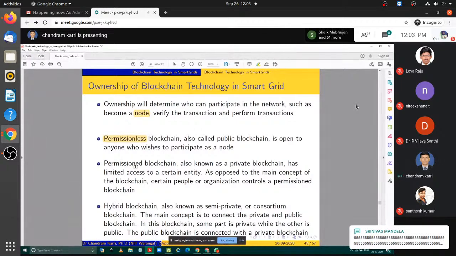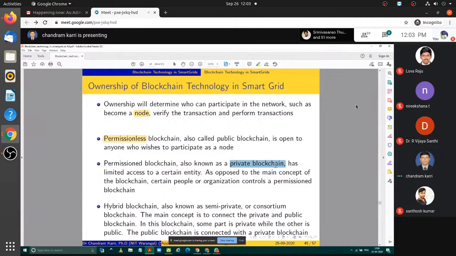In the permissioned blockchain, it's like a private blockchain, as opposed to public. If it is a permissioned blockchain, it has limited access for a certain entity. My ATM card, for example: what is the condition to withdraw money now? You have to insert your ATM card, type a 4-digit number, and then one SMS will be sent to your mobile, and only if you type that security code are you able to withdraw money. If my ATM card is given to some other person, he cannot withdraw money. That is the difference between permissionless and permissioned blockchain.